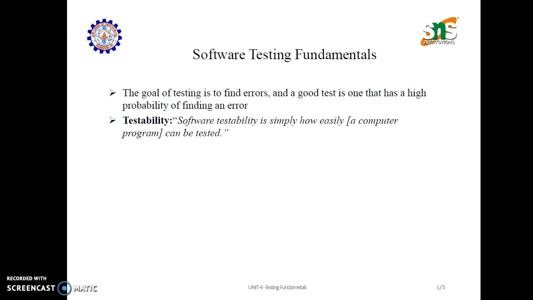While testing, there are certain fundamental methods which we are going to use. The process of finding errors or bugs in a software is called software testing. The basic definition is that the goal of testing is finding errors, and a good test is one that has a high possibility of finding an error.